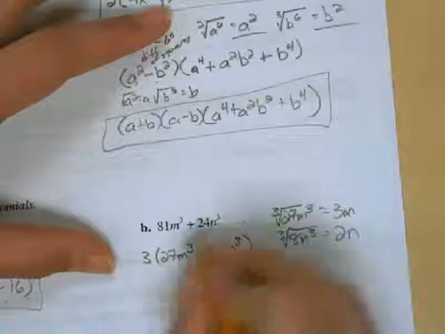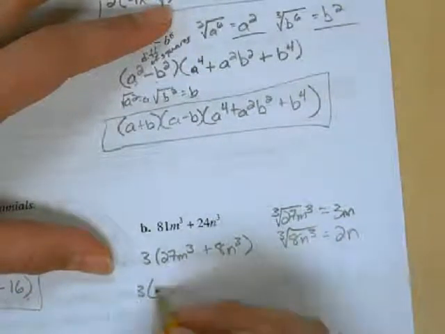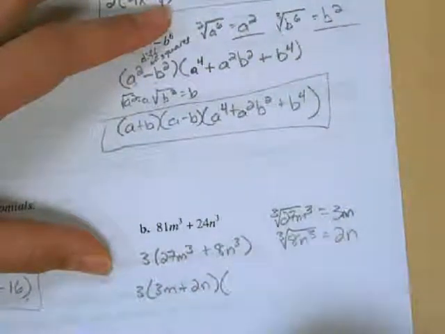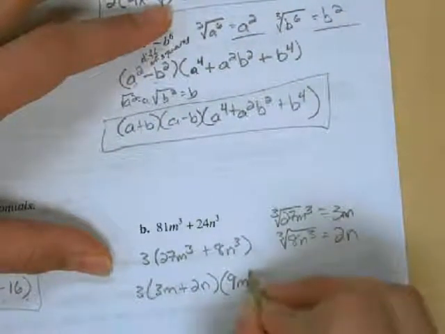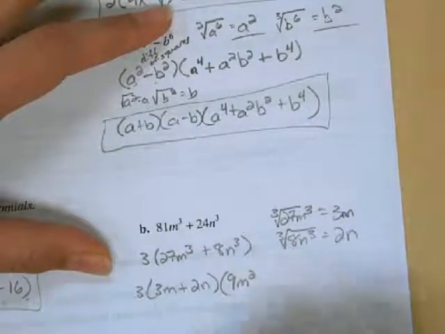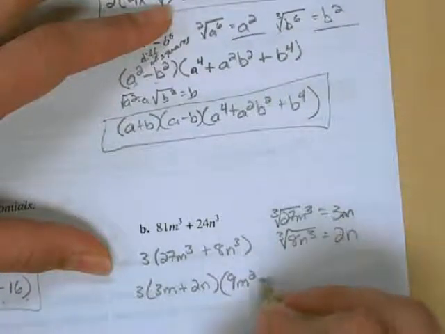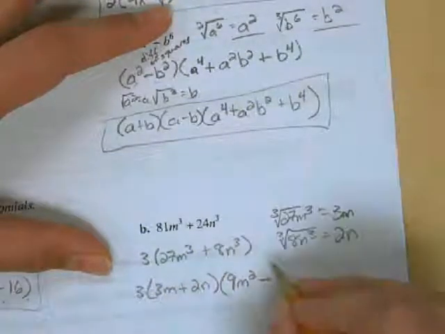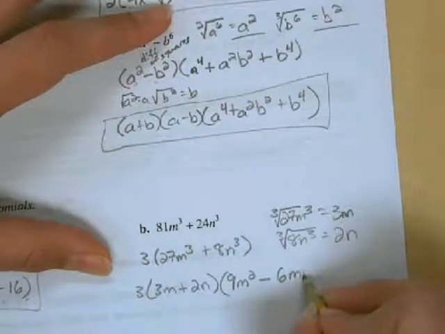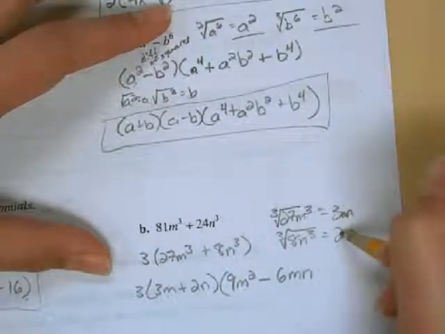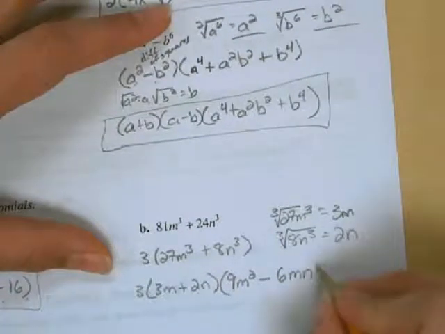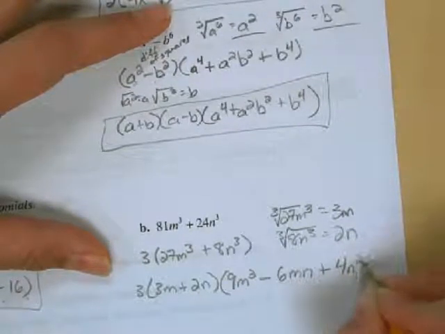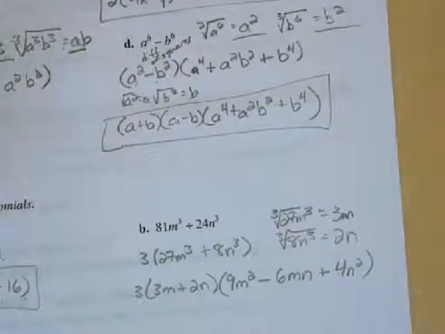This is a plus, so here we go. We get the first one plus the second one. Square the first term. Remember to square the number also, 9m squared. Opposite sign. Multiply 3m times 2n makes 6mn. Add, and then square that second term, 4n squared. That would be your answer.